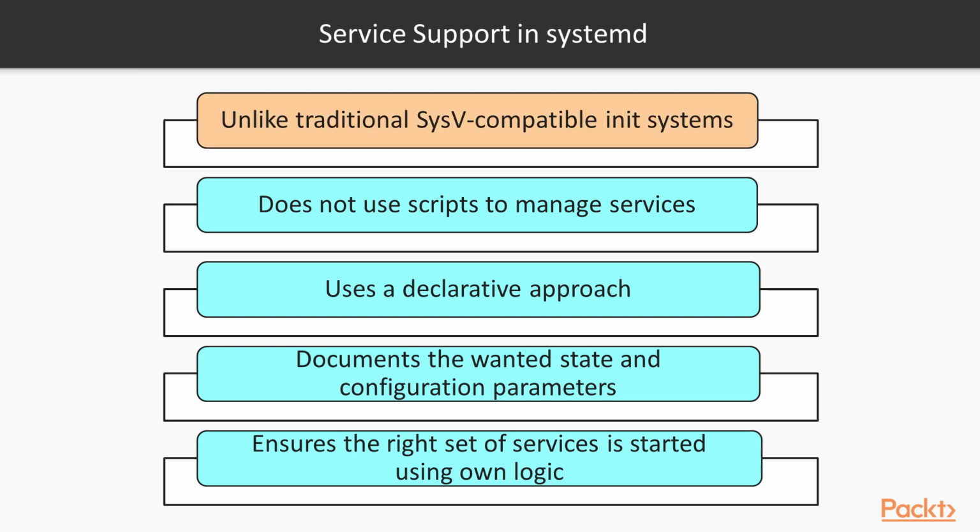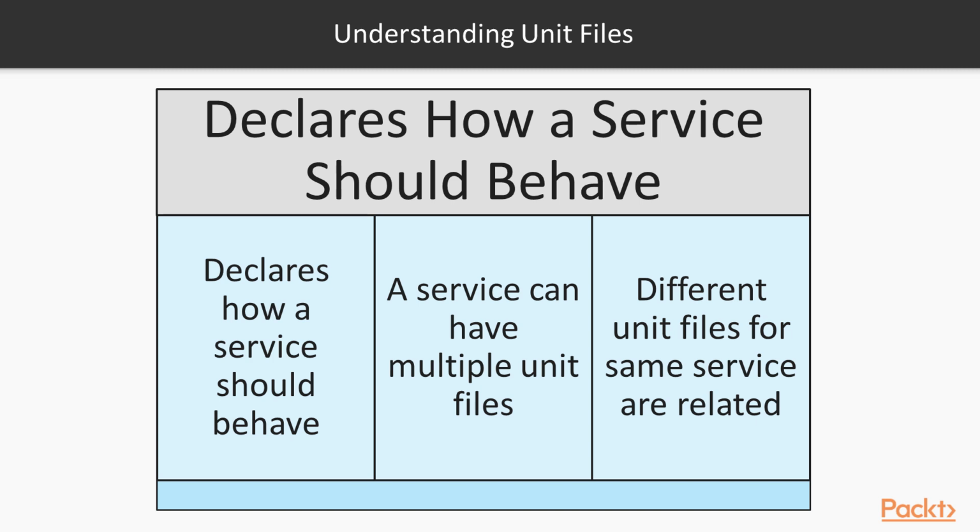Unlike the traditional sysv-compatible init systems, systemd does not use scripts to manage services. Instead, it uses a declarative approach for the various services, documenting the wanted state and configuration parameters, while using its own logic to ensure that the right set of services is started in due time. Systemd uses unit files to declare how a service should behave. These unit files use the INI style syntax, supporting sections and key or value pairs within each file.